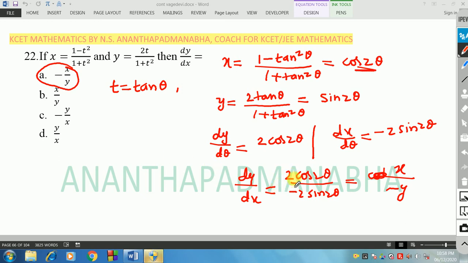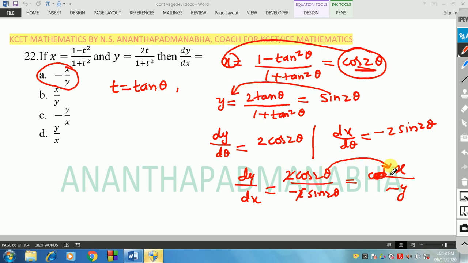So here we got 2 cos 2 theta and sin 2 theta. Cos 2 theta is x here and sin 2 theta is y here. Therefore, instead of cos 2 theta we can write x, and instead of sin 2 theta it is y, and I have minus sign here. So the answer is minus x by y.